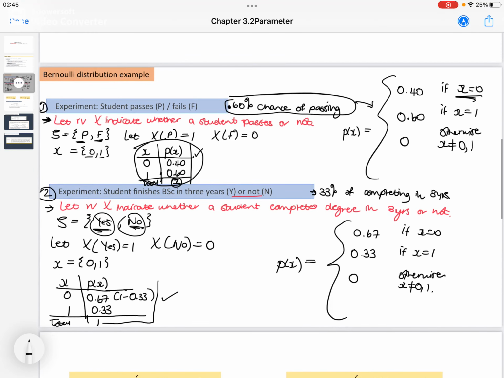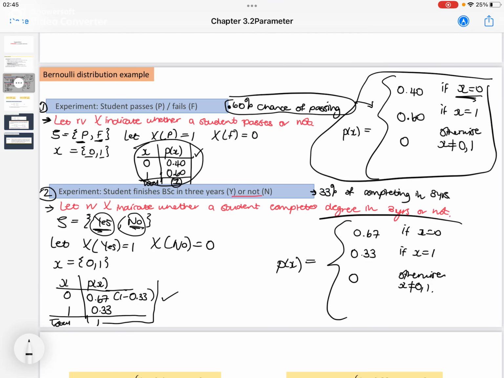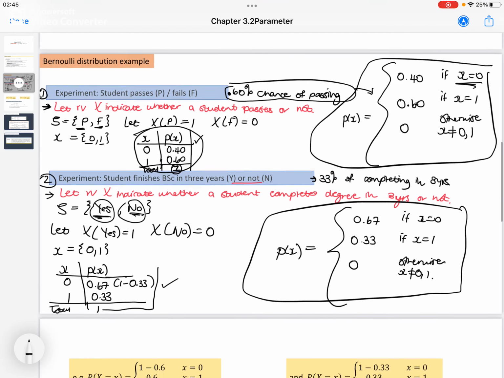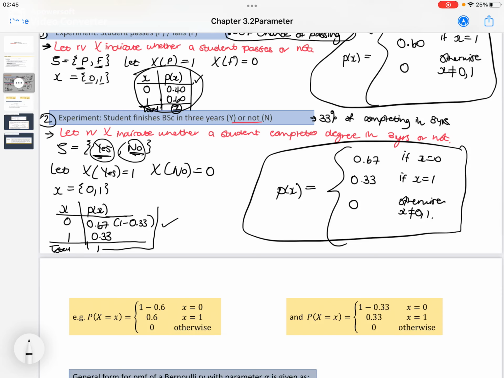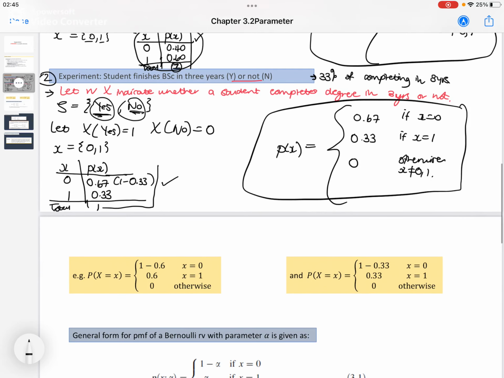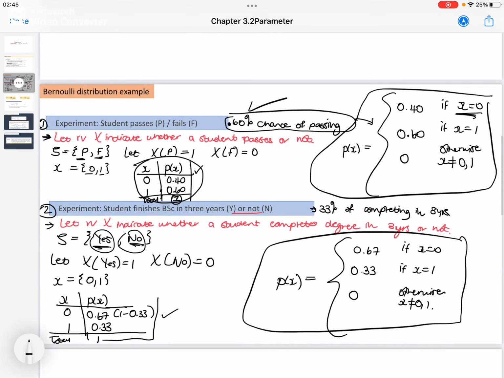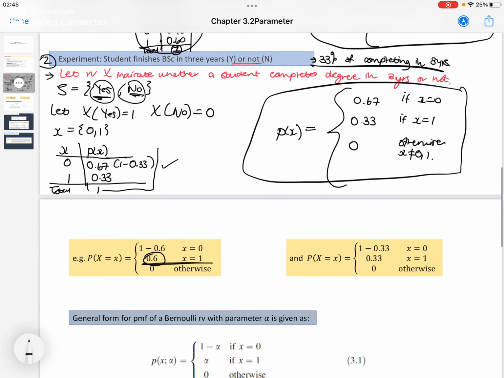So we see that for both examples of a Bernoulli random variable, the PMF has a similar structure. And we see that the only information that was actually necessary for us to complete a PMF was the original information that was given: 60% chance of passing, 33% chance of completing a degree. So if we have that single piece of information, then we can complete the rest of the PMF.